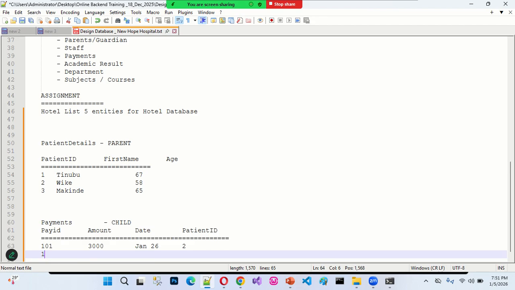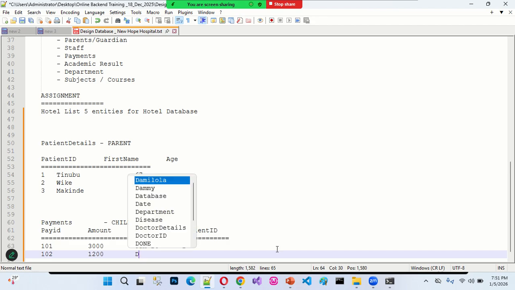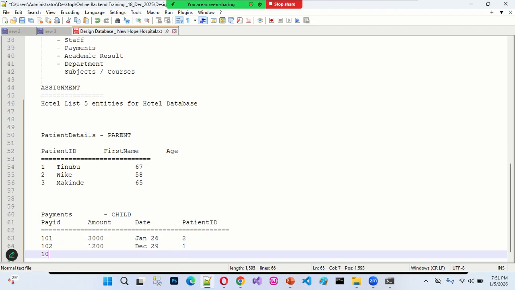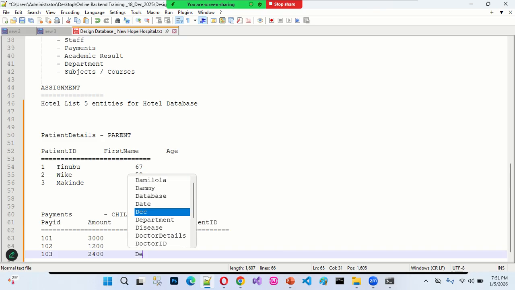You can come here and say 102. Another payment is 1,200 now, and that one is made in December, December 29, and that's patient 1. If you have another payment again, 103, payment ID, and that is 2,400, paid in December 29 again, and that's patient 2.